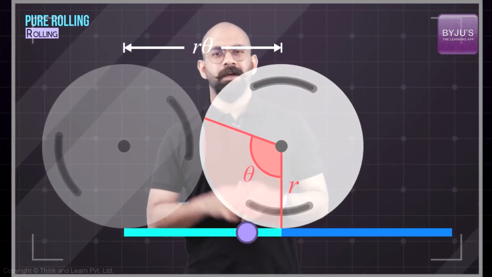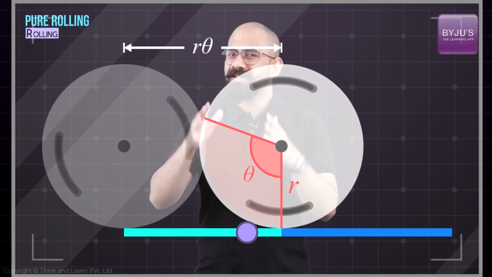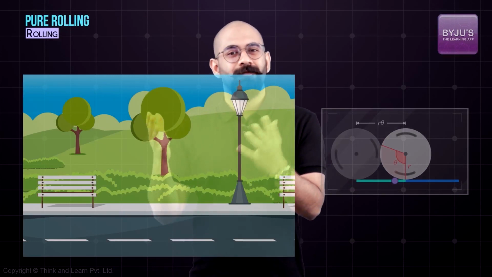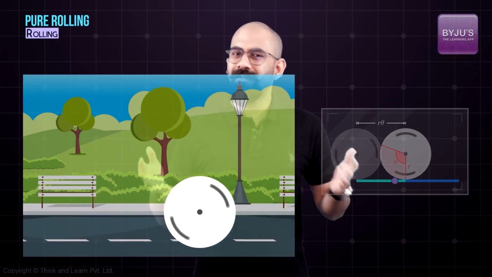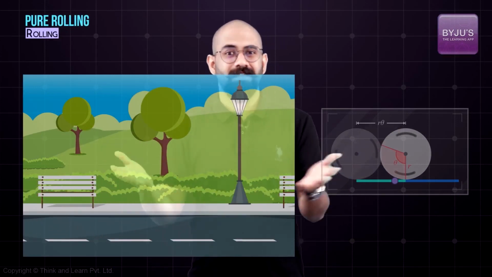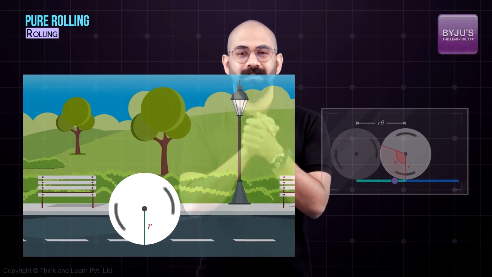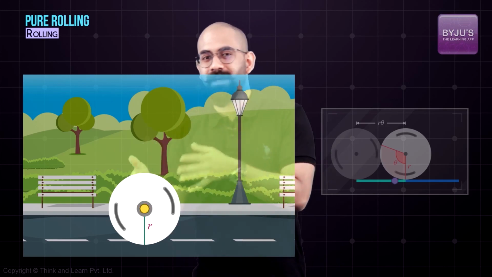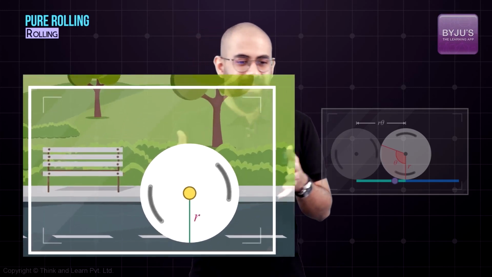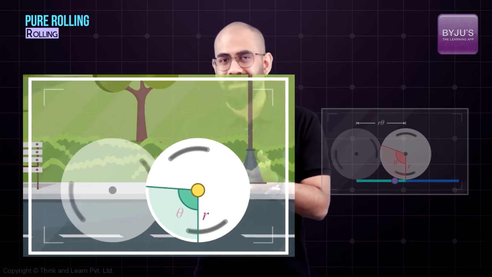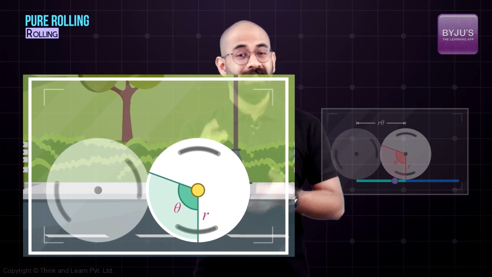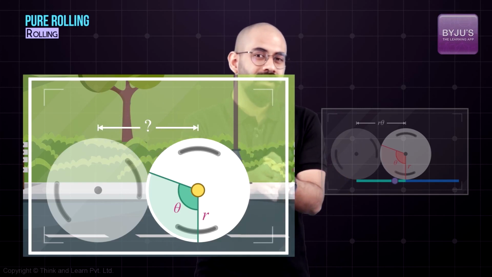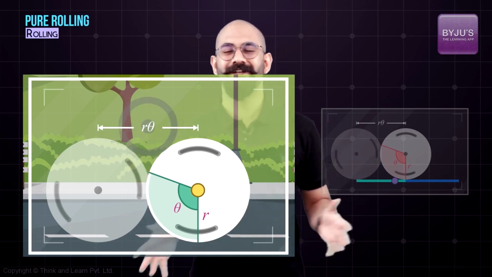r theta. But wait, viewing this from this frame is exactly equivalent to viewing a cylinder that's rolling on a flat surface, right? So let's say I had a cylinder that's rolling on a flat surface. Then, if I viewed it from a frame that's at rest with respect to the center of mass, and let's say it rotated through an angle theta in that frame, then the distance moved by the center of mass from the ground frame will be equal to r into theta.